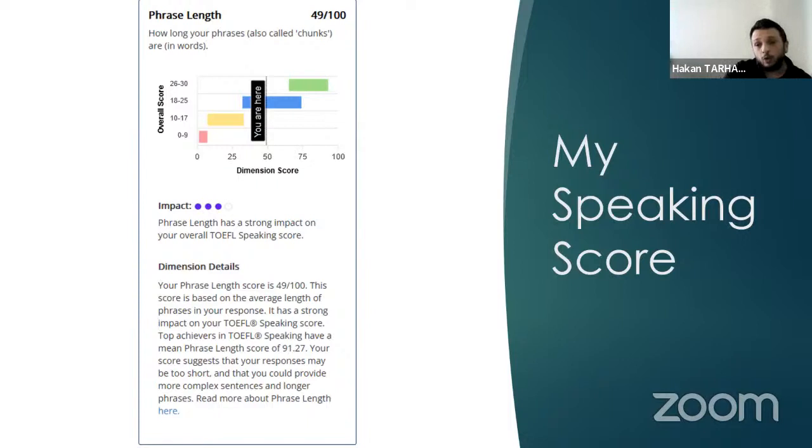This page also presents the test taker's proximity to the mean score by top achievers. It tells that in this category, phrase length, the mean score by top achievers was 91.27. So the candidate will need to work on improving her score in this category if she wants to get a higher score.